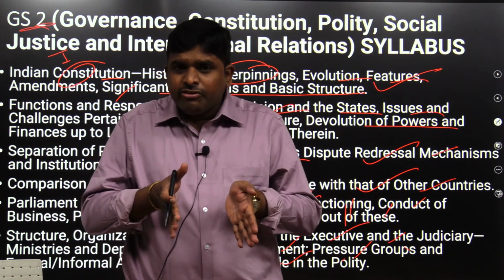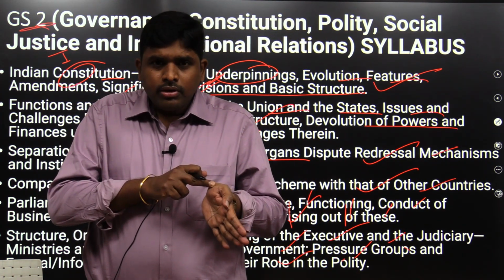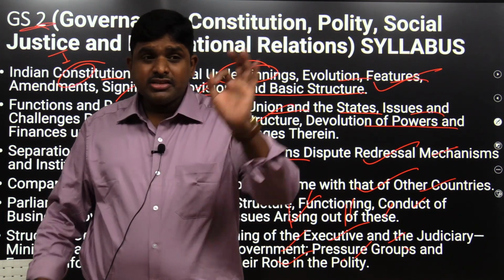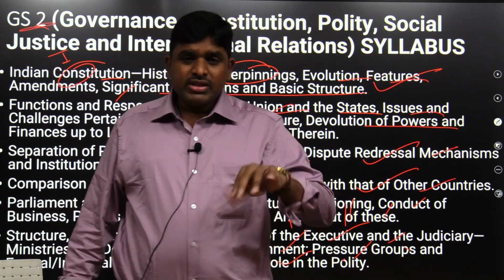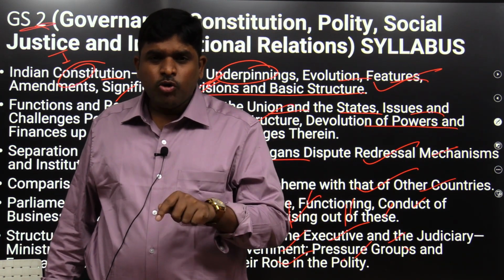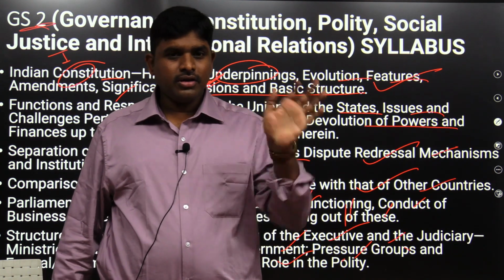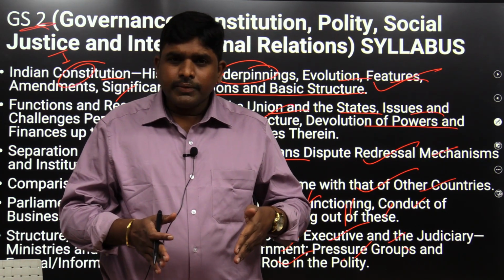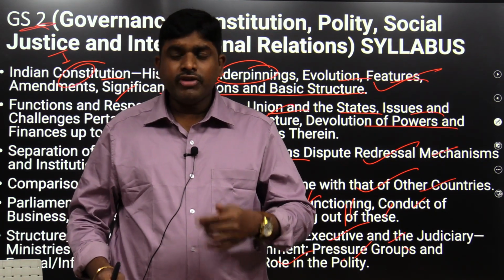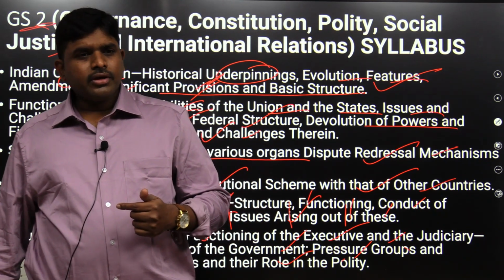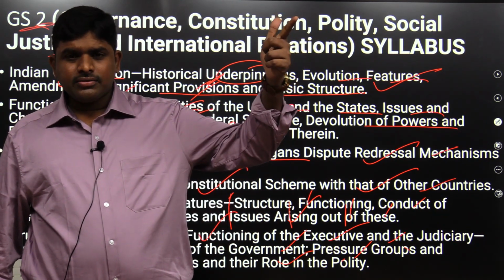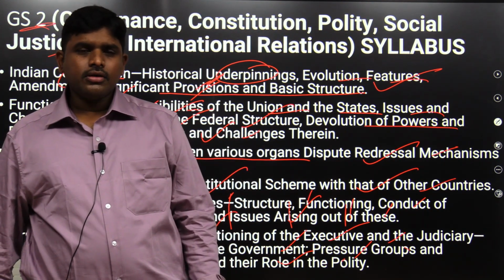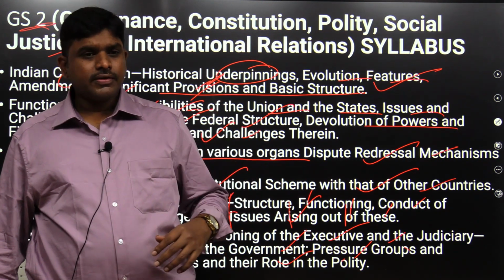We don't know the exact difference between what is a pressure group, what is an NGO, what is a civil society organization, what is a voluntary organization. A lot of difference is there. We think that NGOs, civil society organizations and voluntary organizations are one and the same. NGOs are different, voluntary organizations are different, civil society organizations are different, pressure groups are different. FICCI, CII, ASSOCHAM, these are the pressure groups of business.